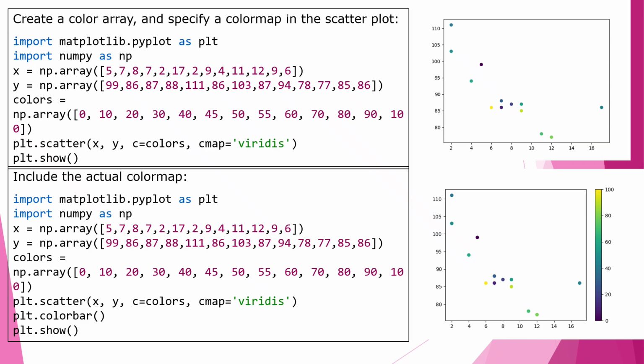In the second part, plt.colorbar is added, which displays a color scale beside the plot, helping to interpret what each color represents. This technique is useful when you want to visualize an extra dimension of data using color.